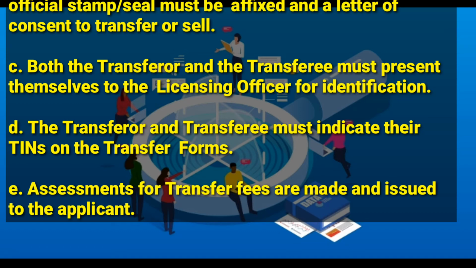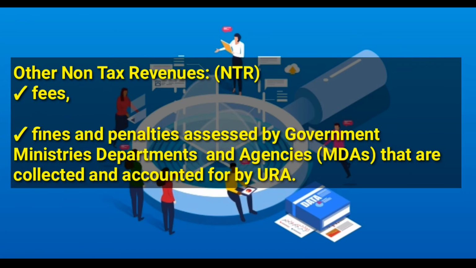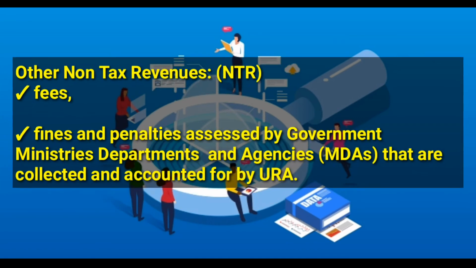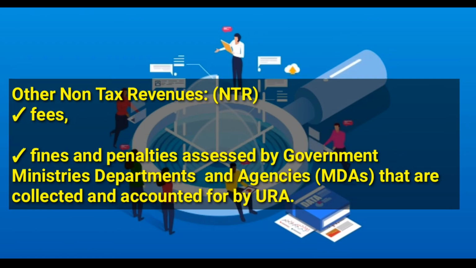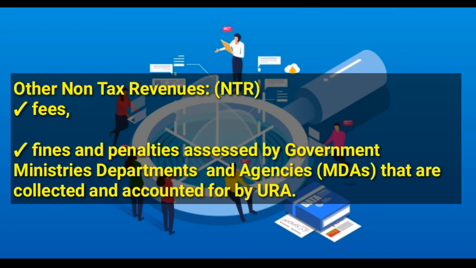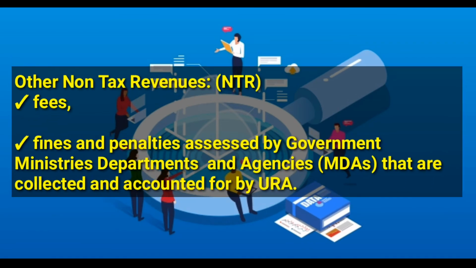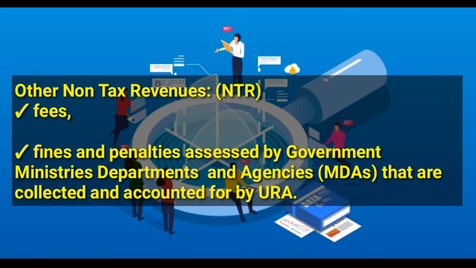And those were some of the sources of non-tax revenues to the government: registration of a motor vehicle, re-registration, and then transfer of a motor vehicle. Other non-tax revenues include fees, fines and penalties assessed by the government ministries, departments and agencies, and are collected and accounted for by URA. So those were the non-tax revenues levied, charged and collected by the central government, represented by URA.